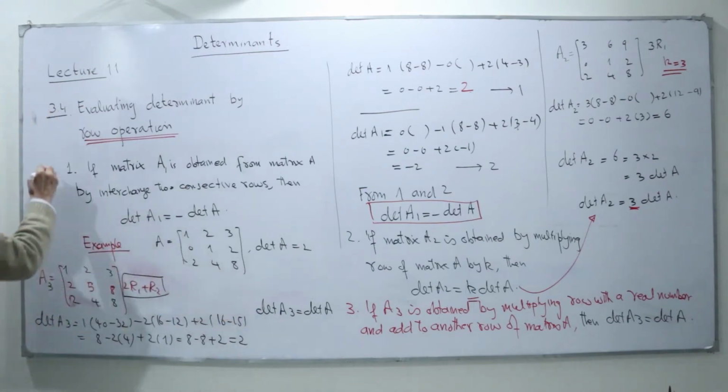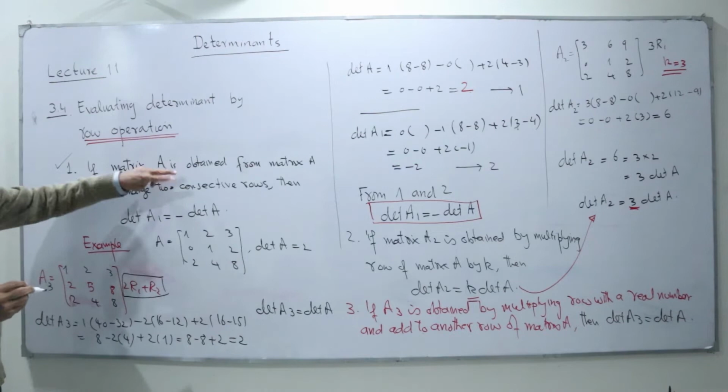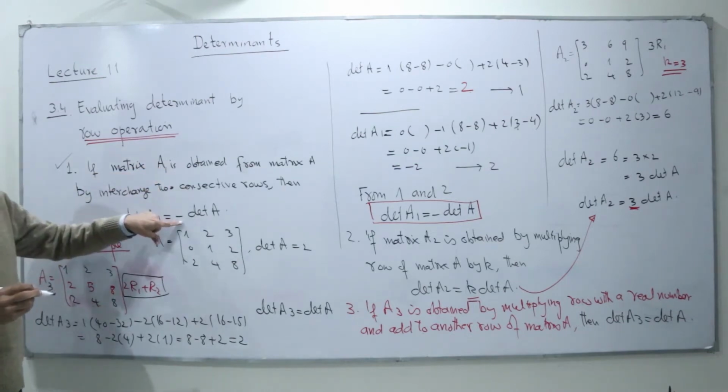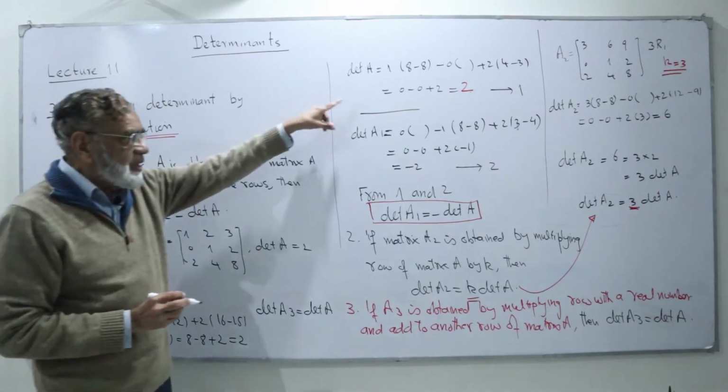So we have 3 row operations. Number 1, we interchange 2 consecutive rows. We get here a new matrix A1. The value is changed by a minus sign, as we have done it here.